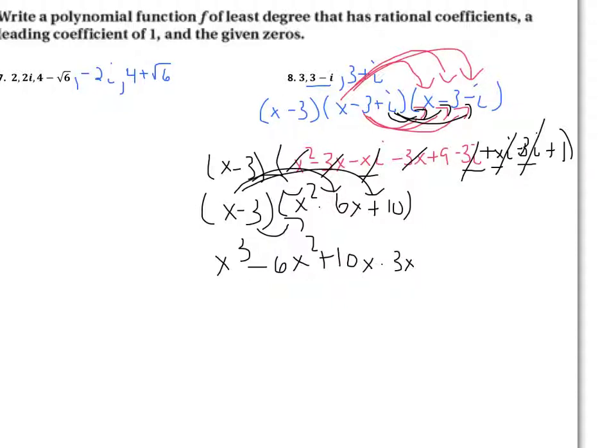Minus 3x squared plus 18x minus 30. Okay, so bring number 7 and complete it, guys. Combine like terms.